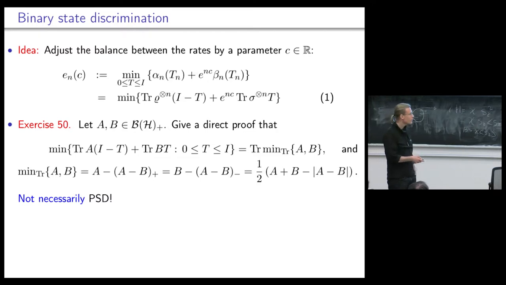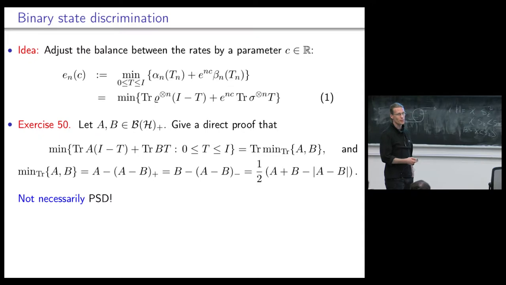Okay. So again, we see these concepts emerging in a concrete practical setting. And moreover, we can also give an explicit formula for this trace minimum, which is more or less dual to the expression for the trace maximum. One has to be careful here, it's part of the exercise. Find an example where you have two positive semi-definite operators, but their trace minimum is not positive semi-definite.